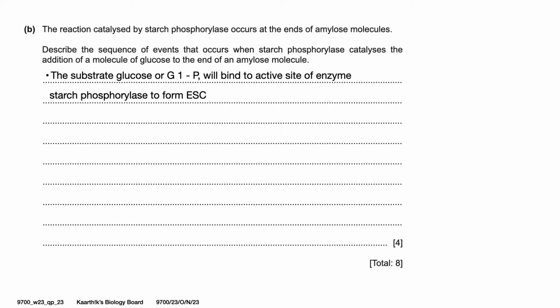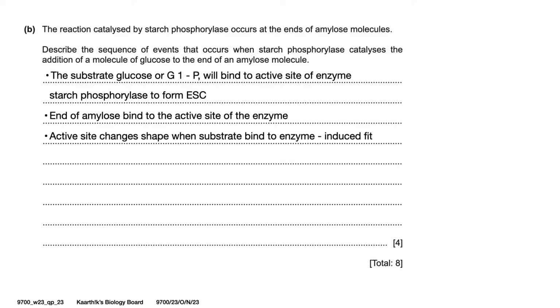What happens when an enzyme and substrate react together is that the substrate, glucose or the G1P, will bind to the active site of starch phosphorylase to form an enzyme substrate complex. So the end of amylose binds to the active site. As amylose acts as the substrate, it binds to the active site. The active site changes shape when the substrate binds to the enzyme, so this goes with the induced fit hypothesis. Then the enzyme decreases the activation energy, so the activation energy is being lowered.